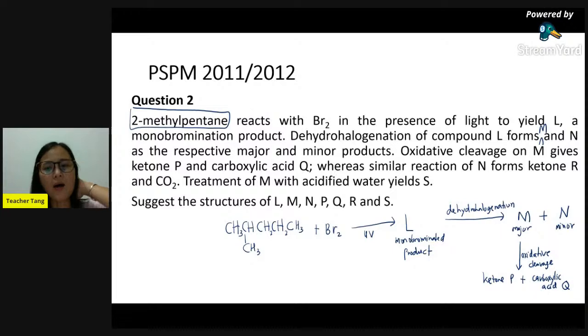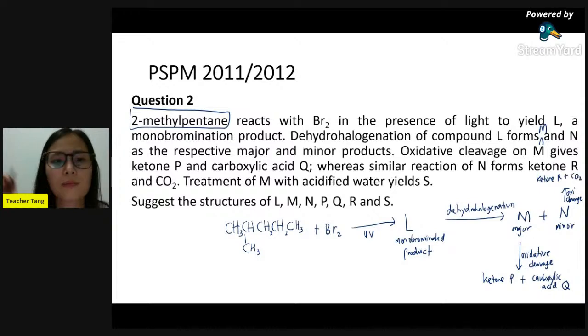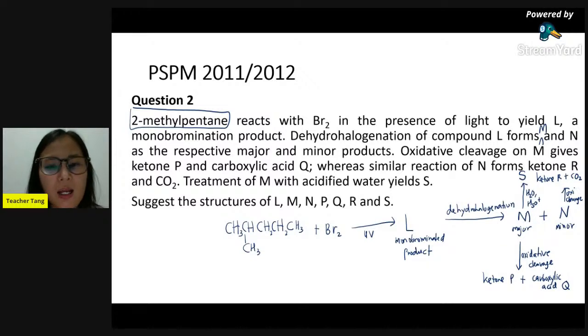And then the question says N also undergoes oxidative cleavage, giving you ketone R and carbon dioxide. And then treatment with acidified water, so N with acidified water, giving you S. So it asks you to suggest the structures of L, M, N, P, Q, R, and S.